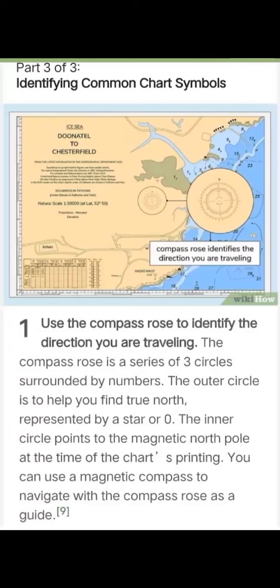Part 3 of 3. Use the compass rose to identify the direction of travel. The compass rose is a series of 3 circles surrounded by numbers. The outer circle helps you find true north, represented by 0. The inner circle points to the magnetic north pole. At the time of the chart printing, you can use a magnetic compass to navigate, with the compass rose as a guide.